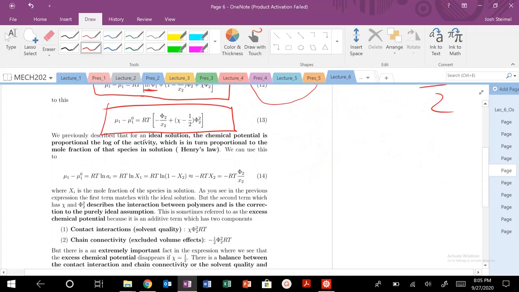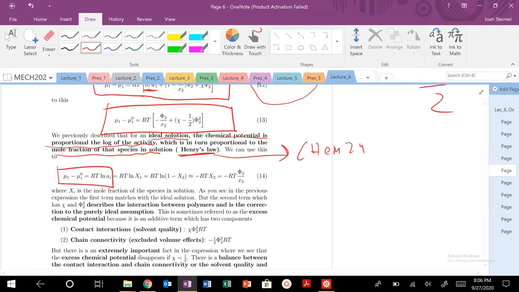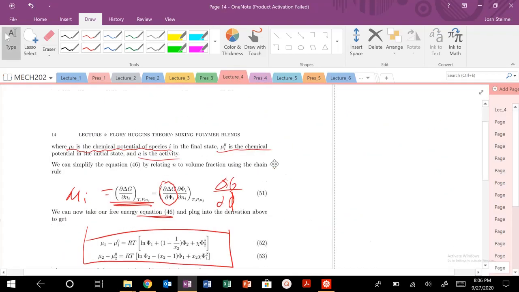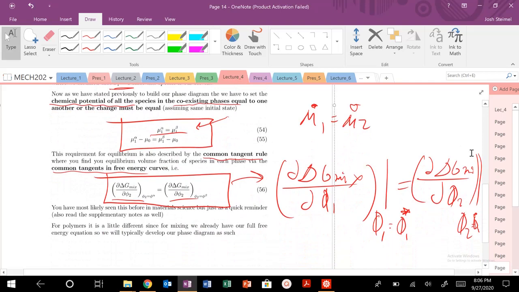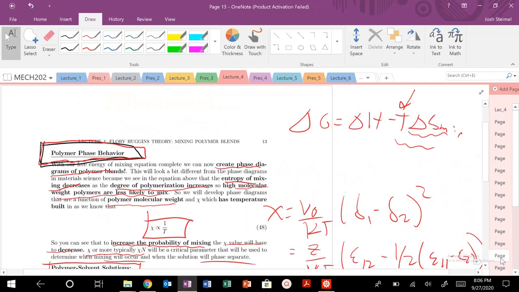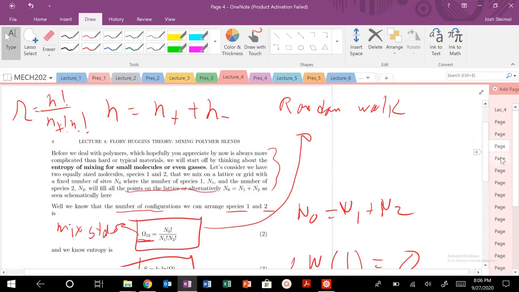Also, remember that we previously described for an ideal solution that our chemical potential will be proportional to the log of activity. Again, this was in lecture 4, which is also going to be proportional to the mole fraction of that species in solution. So this is from Henry's law. Hopefully you remember this from Chem 24. We've invoked Henry's law a couple times, but this was talked about in lecture 4. We could probably find that in just a second.